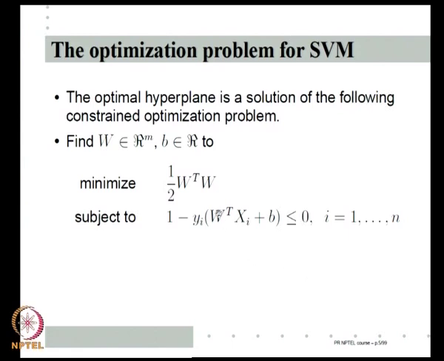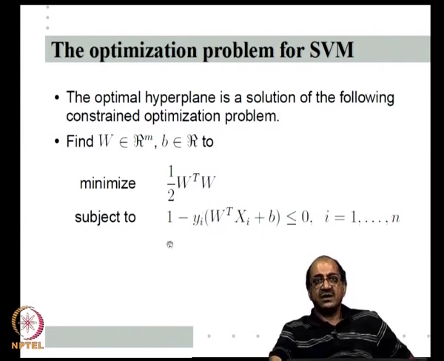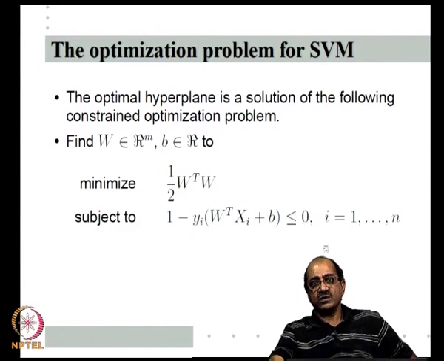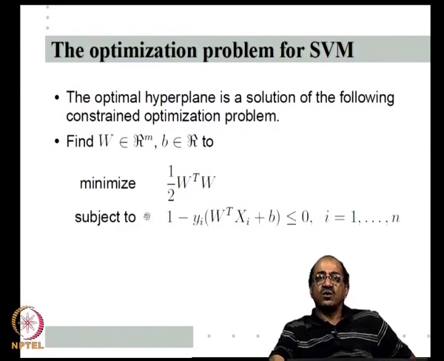What does this constraint imply? As you have already seen, if (W, b) represents a separating hyperplane, then y_i into (W transpose x_i plus b) will be greater than or equal to 1. So, essentially y_i into (W transpose x_i plus b) greater than or equal to 1, which is the same as 1 minus y_i into (W transpose x_i plus b) less than or equal to 0, tells you that this (W, b) is a separating hyperplane, and a separating hyperplane such that W transpose x plus b is equal to minus 1 and W transpose x plus b is equal to plus 1, the two parallel hyperplanes that we considered last class, no pattern is in between.